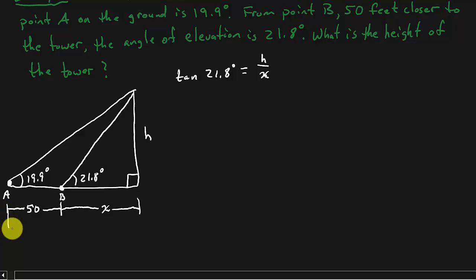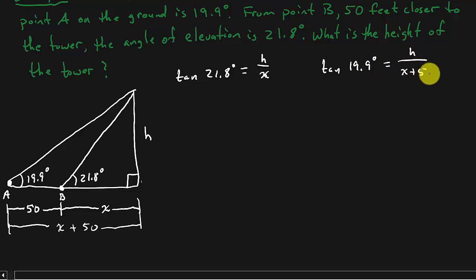And then if I look at the bigger triangle, well, I know this is X plus 50 feet, right? See the 50 plus the X. Well, the side opposite is H. See, I'm looking at the big right triangle now. The side opposite is H. The side adjacent is X plus 50. So that tells me tangent of 19.9 degrees is equal to opposite over adjacent.